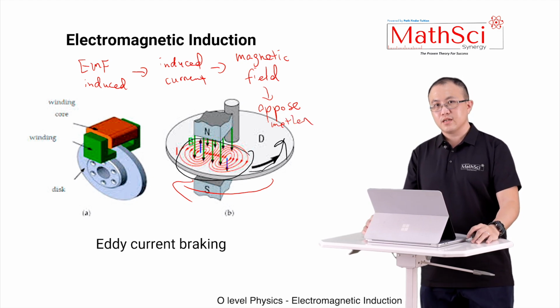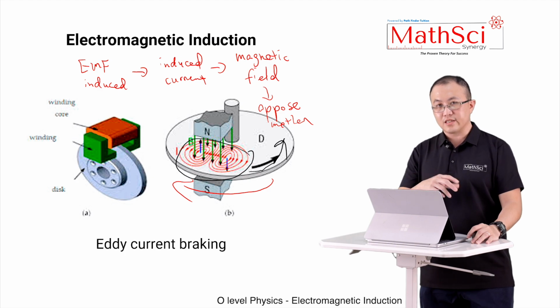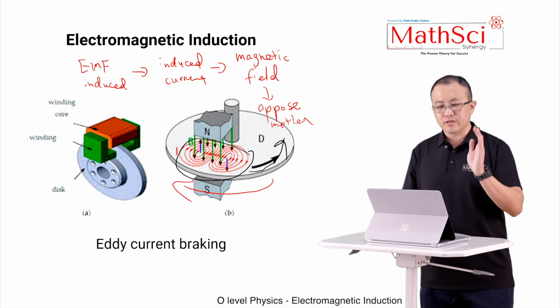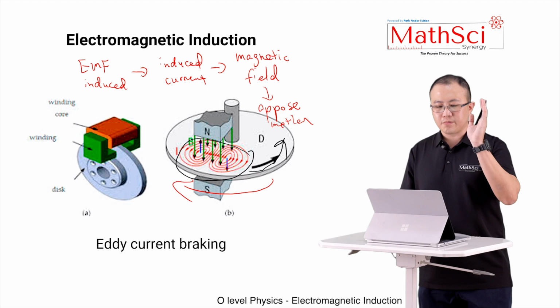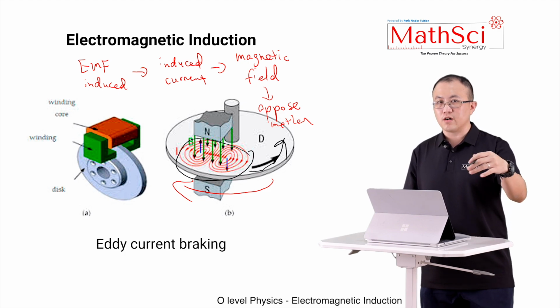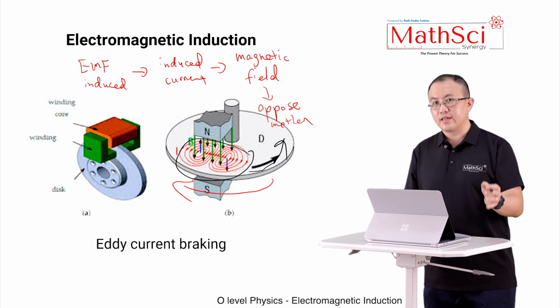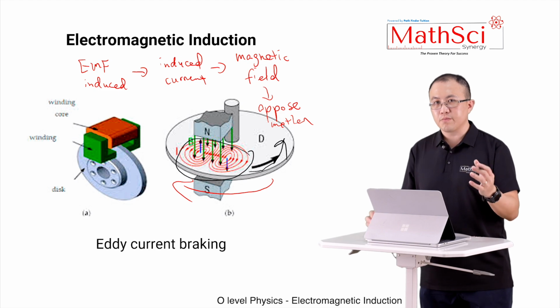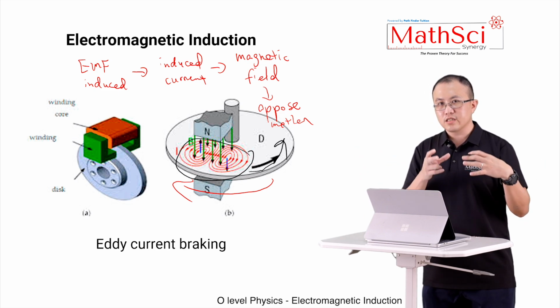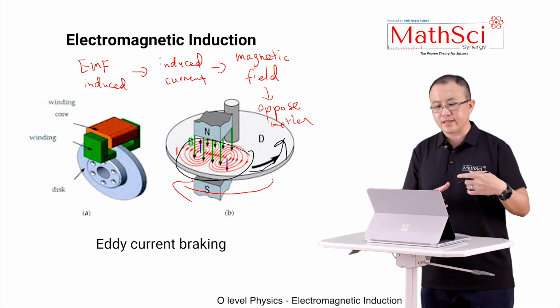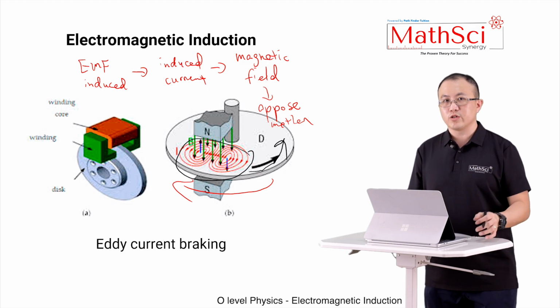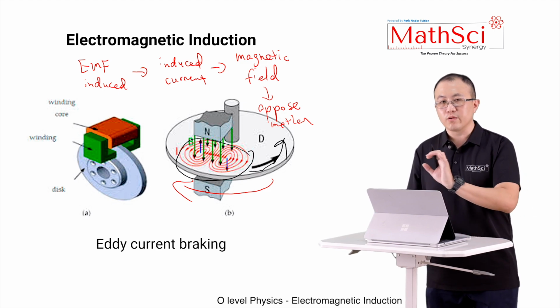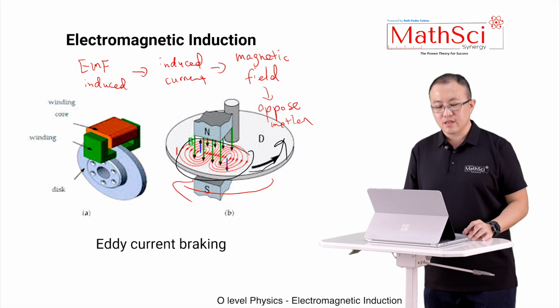In describing the reason why the disc is being opposed, you might want to go through these steps. Talk about the presence of the EMF induced because of the magnetic field cutting, and then an induced current because of a closed circuit, and this induced current thereby produces a magnetic field which opposes your motion. So I will think of it as these few steps if I'm supposed to explain the effect of eddy current braking.